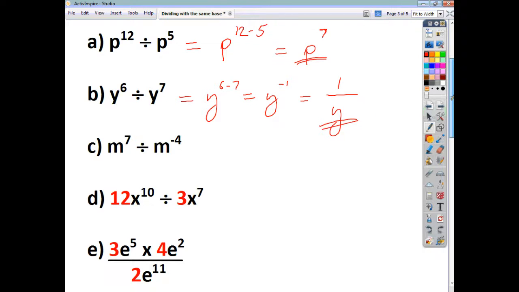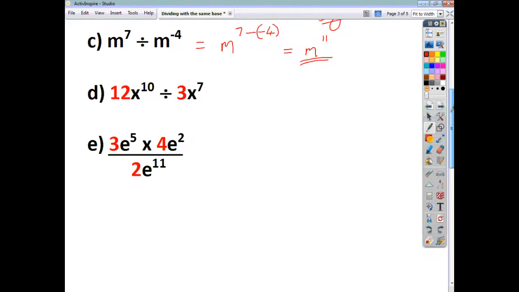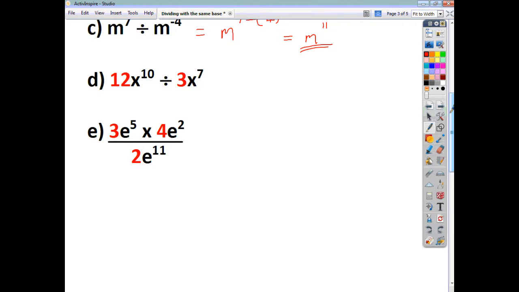Okay, now for this one, we're going to do m to the power of 7 minus negative 4. Now, when you've got two negatives side by side, that's going to make a positive, so you end up with m to the power of 11. Now, with coefficients, we can just deal with them separately. So 12 divided by 3. That's going to give me 4, and then if we look at the bases and the powers, you're going to have x to the power of 10 minus 7, which is 3.